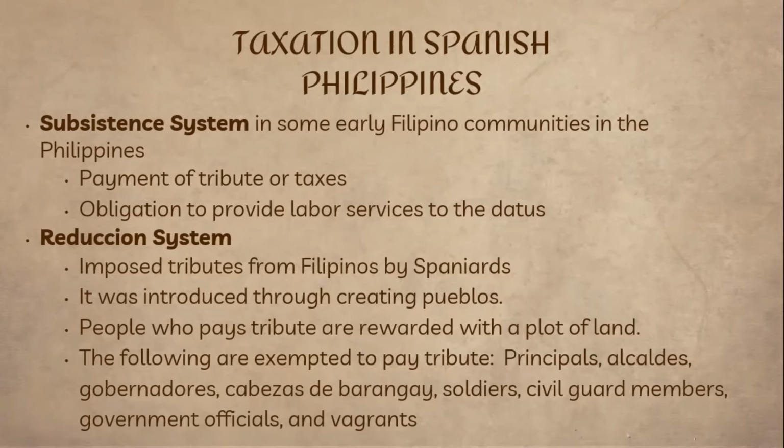Exempted from payment of tributos were the principales, alcaldes, gobernadores, cabezas de barangay, soldiers, members of the civil guard, government officials, and vagrants. Those required to pay the tributos were males aged 18 to 50, the carpenters, bricklayers, blacksmiths, tailors, and shoemakers, those in road construction, and those whose work was public in nature.